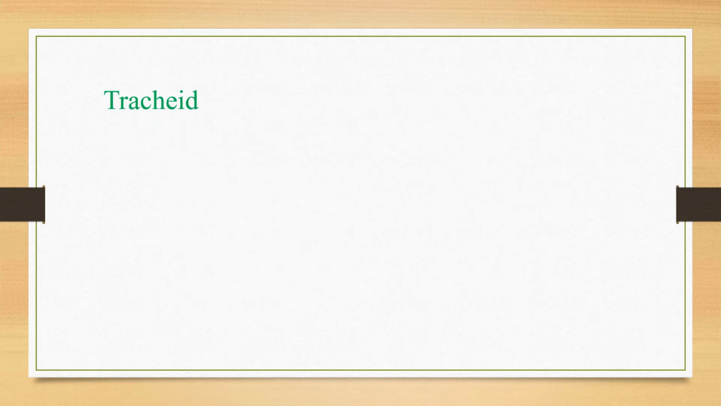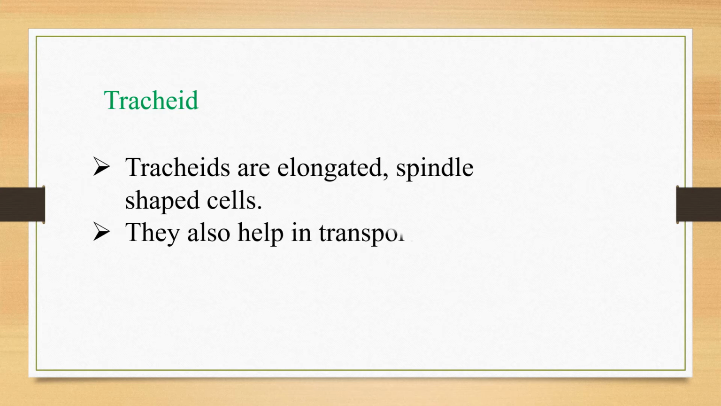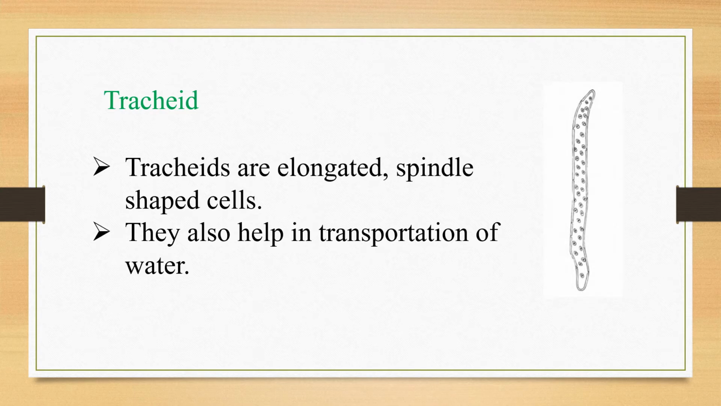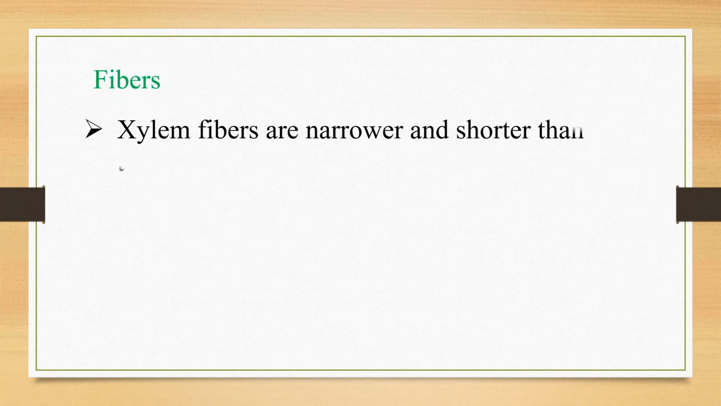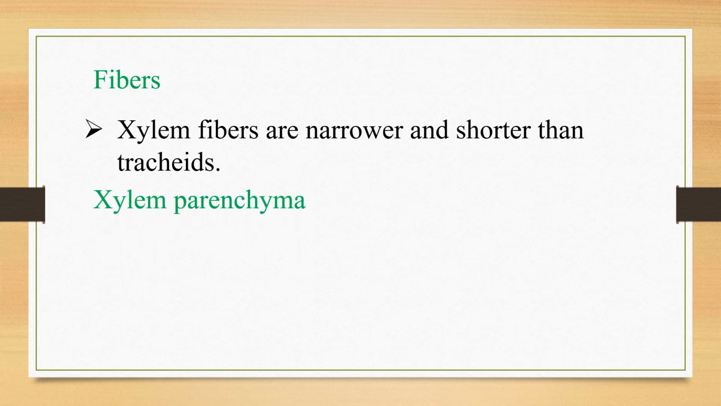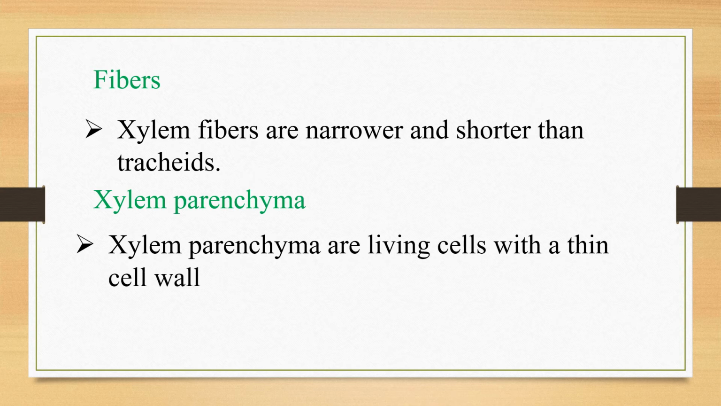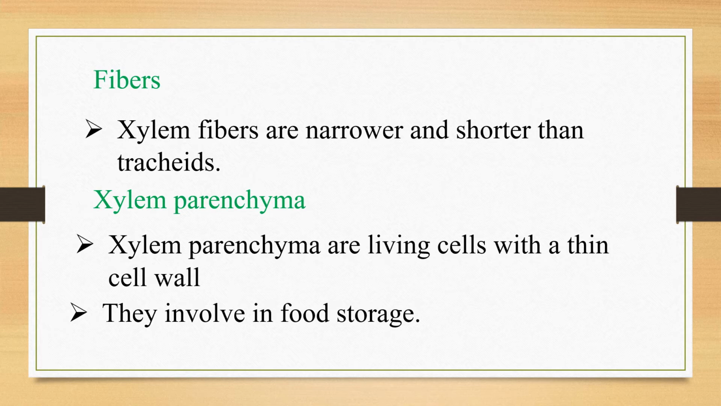Let's move to learn about tracheid. Tracheids are elongated, spindle-shaped cells. They also help in transportation of water. This is the figure of a tracheid. Next cell type is fibers. Xylem fibers are narrower and shorter than tracheids. Xylem parenchyma. Xylem parenchyma are living cells with a thin cell wall. They are involved in food storage.